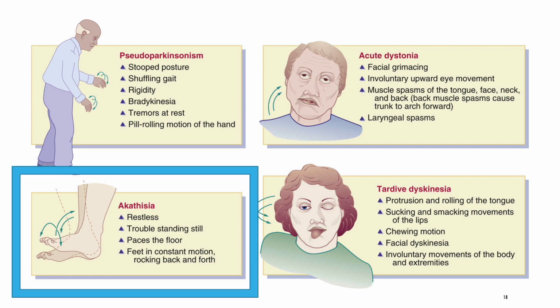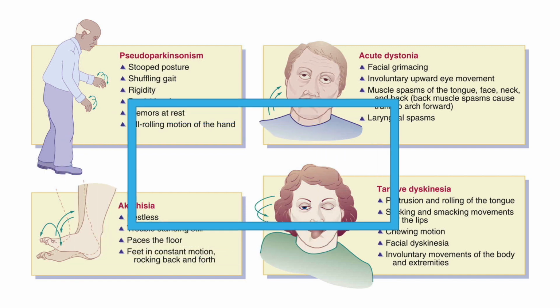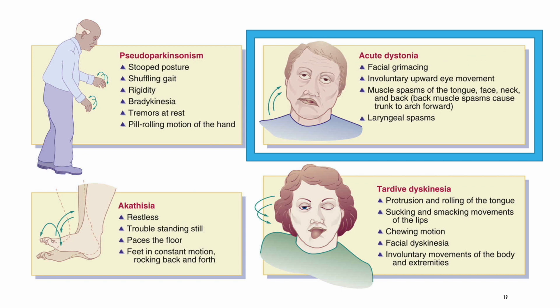Characteristics of akathisia include restlessness, trouble standing still, pacing the floor, and feet in constant motion, rocking back and forth. Acute dystonia is characterized by facial grimacing, involuntary upward eye movement, and muscle spasms of the tongue, face, neck, and back. The back muscle spasms cause the trunk to arch forward. Further, in acute dystonia, there are laryngeal spasms.